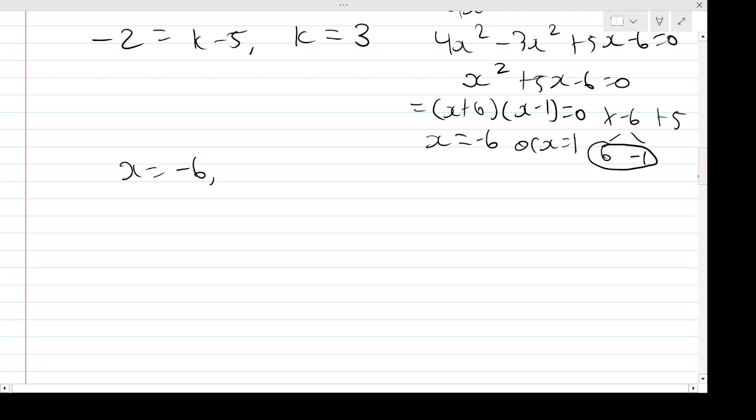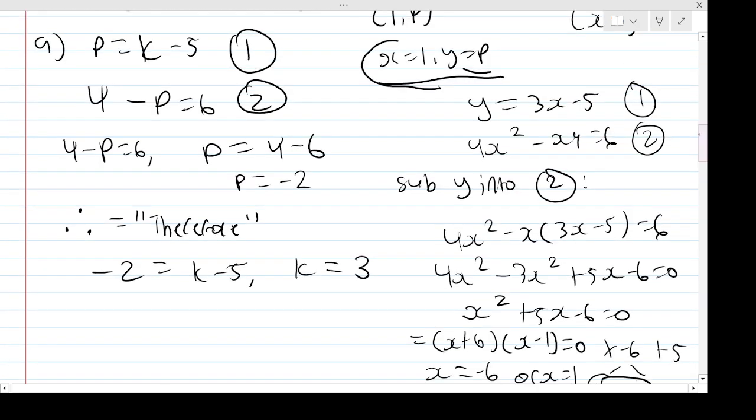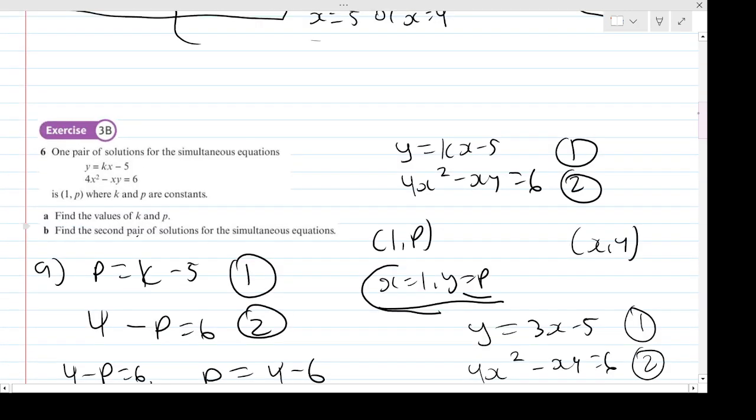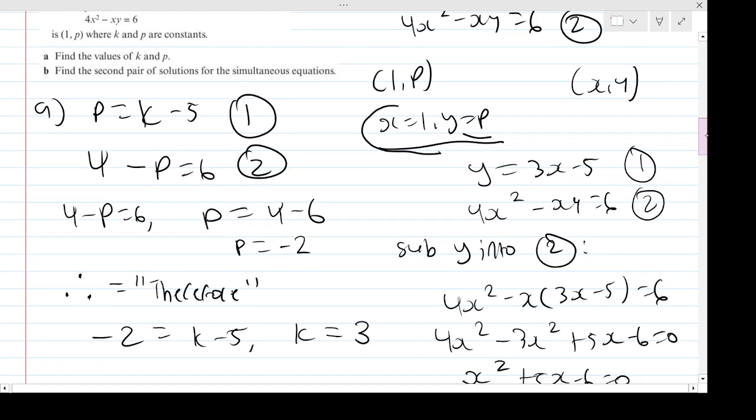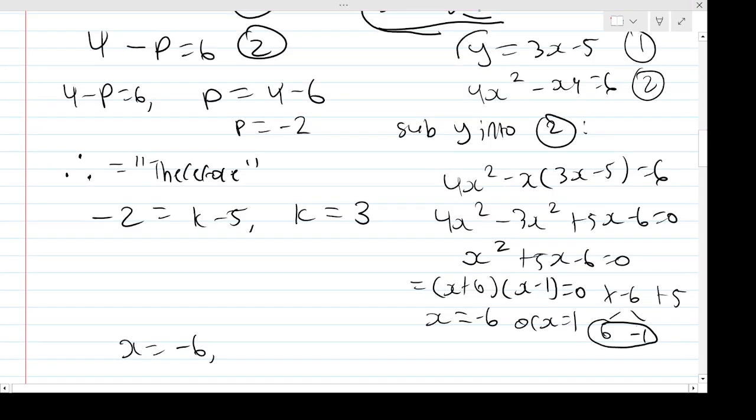So we're going to take x is minus 6, because that's the other solution that we need to find. It says to find the second pair of solutions. They're giving us the first pair, which is x is 1. Okay, well, x is minus 6. But remember, y is 3x minus 5.